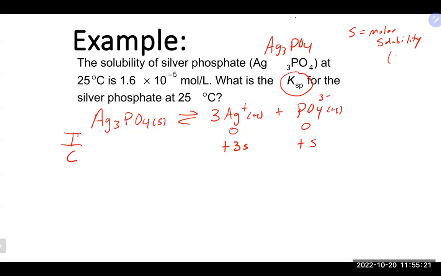Which again is the molarity. We're going to come to equilibrium here, and as you can see, we still take our coefficients into account, 3s and s. Any questions on that ice table?